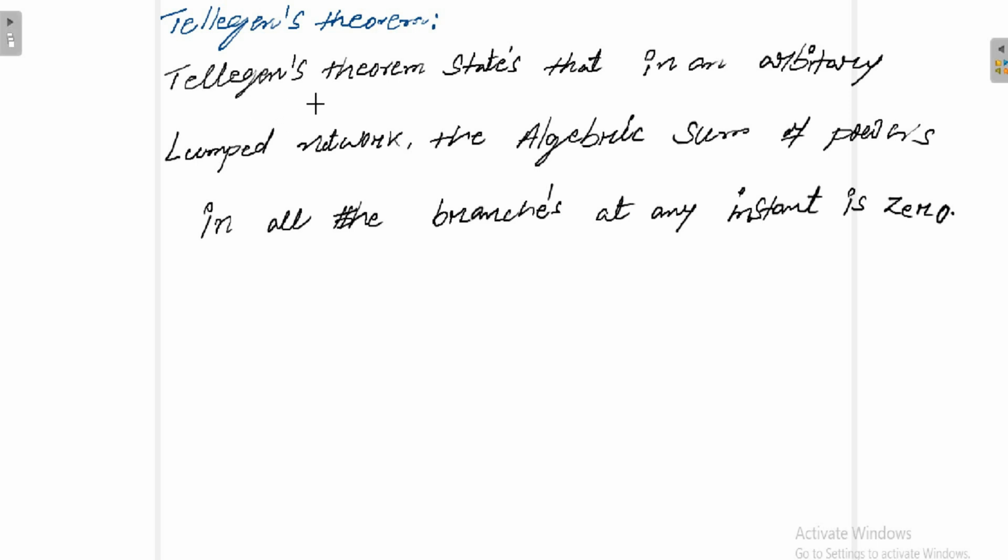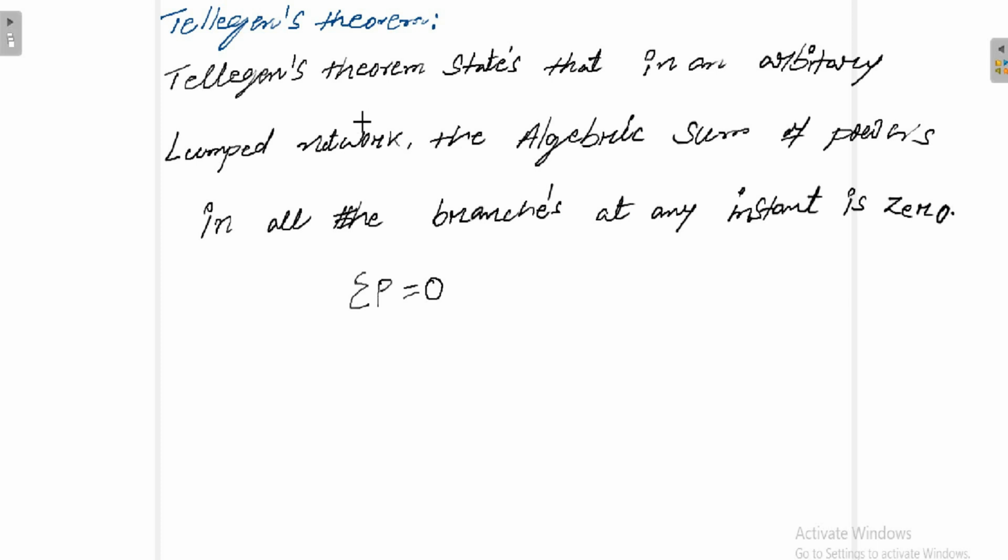So Taylor's theorem states that in an arbitrary lumped network, the algebraic sum of powers in all the branches at any instant is 0. So what do you mean by this? It states that the algebraic sum of the powers in all the branches at any instant is 0.